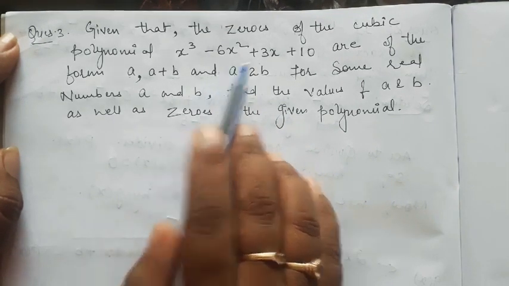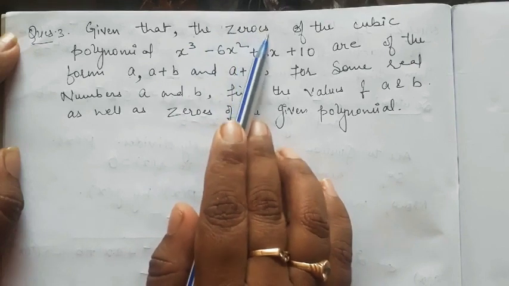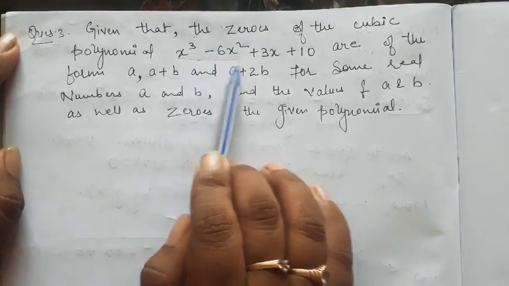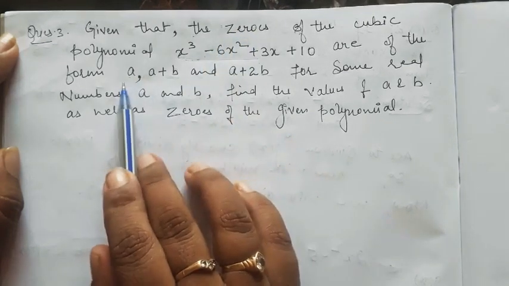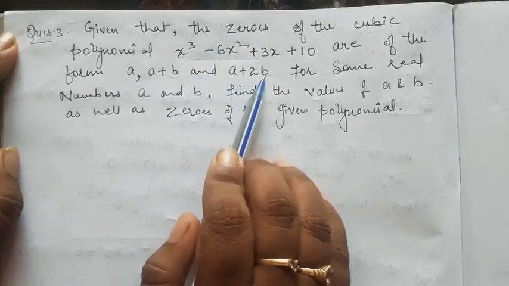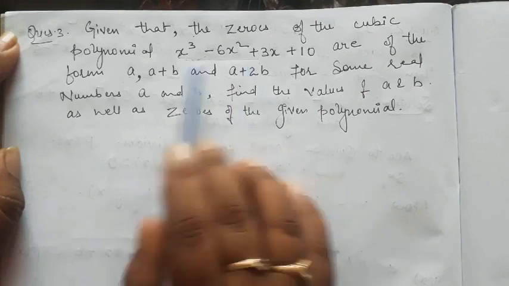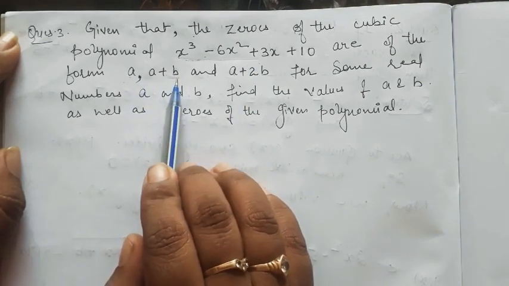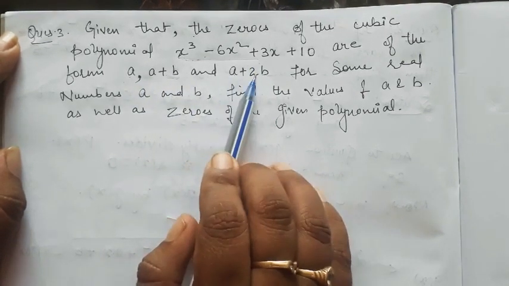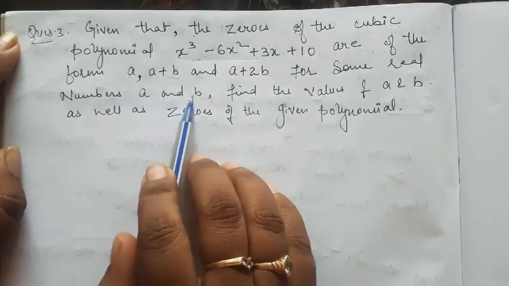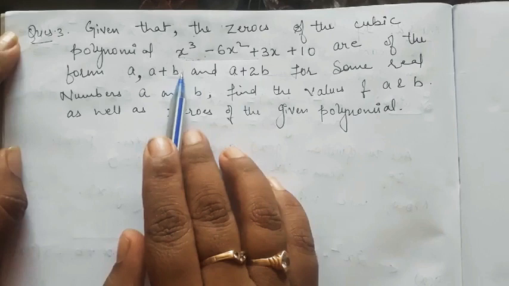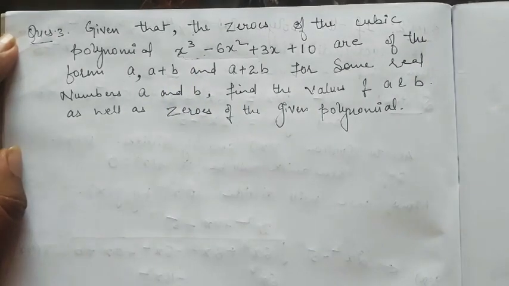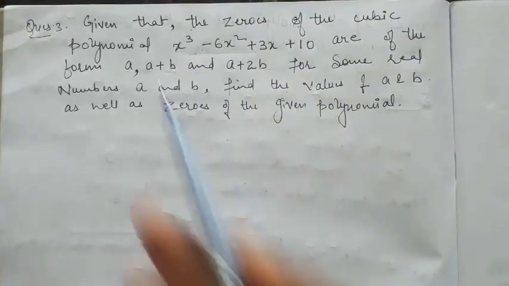Please go through it once, that we have to find the zeros of the cubic polynomial. Which cubic polynomial? This one. Which are in the form, the zeros are in the form of a plus b and a plus 2b, which means we can say that alpha is a, beta is a plus b and gamma is a plus 2b for some real numbers a and b. Find the values of a and b. We need to find the values of a and b as well as the zeros of the polynomial. So here we go for the solution part.